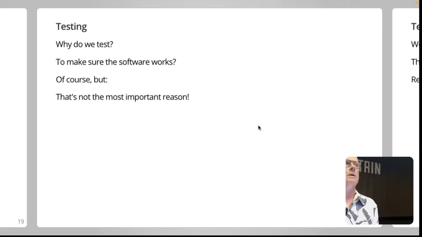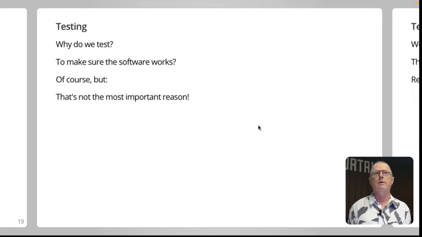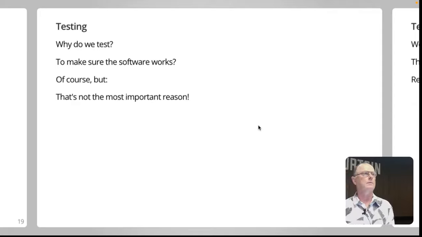Obviously, you test because you want to make sure your software works. If you write a program and then just hand it over the wall without making sure it's correct, all kinds of hell can break loose. But that's not the most important reason why we write tests. Anyone know what the most important reason is?